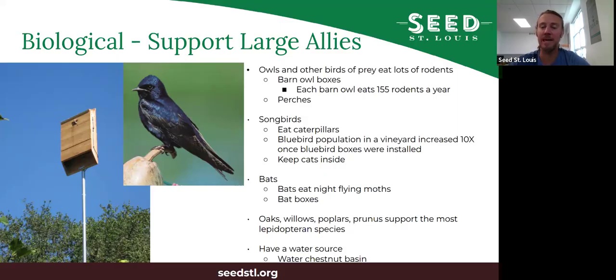And then they're eating caterpillars that are causing damage to their grapes or to your cabbage or things like that. Bats eat night-flying moths, and a lot of night-flying moths lay eggs that become caterpillars that eat your crops. So having bat boxes can be really helpful. And if you're looking to plant some native trees in your yard or garden, oaks, willows, poplars, and then prunus, so things like plums and cherries, support the most caterpillar species, which means there's food to have these birds around so that they're also eating the ones that are problems for you.